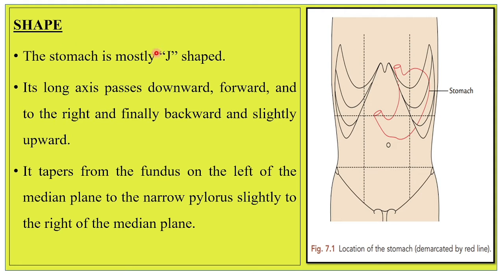Coming to the shape, the stomach is mostly J-shaped in structure. Its long axis passes downward, forward, and to the right, and finally backward and slightly upward. From the left, it deviates towards the right side, and finally goes backward and slightly upward. So this is the position of your stomach. It tapers from the fundus to the left of the medial plane to the narrow pylorus slightly to the right of the medial plane.